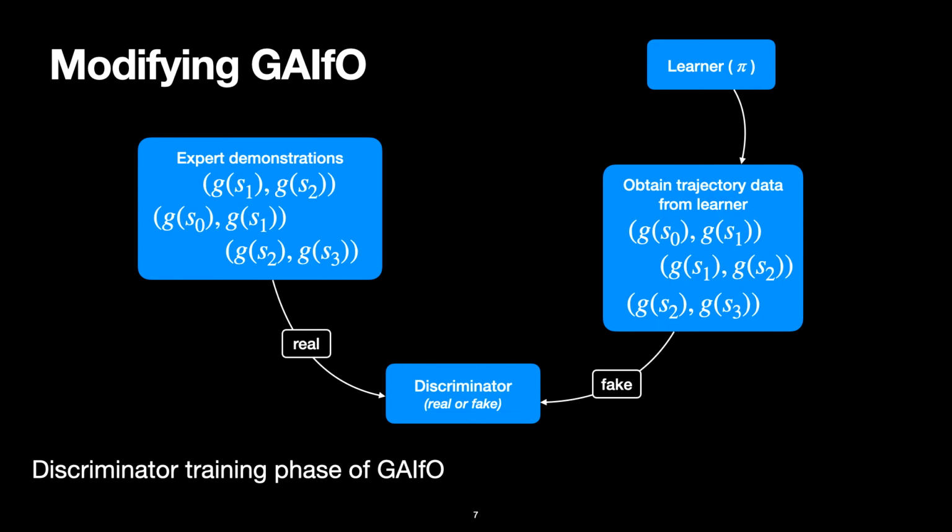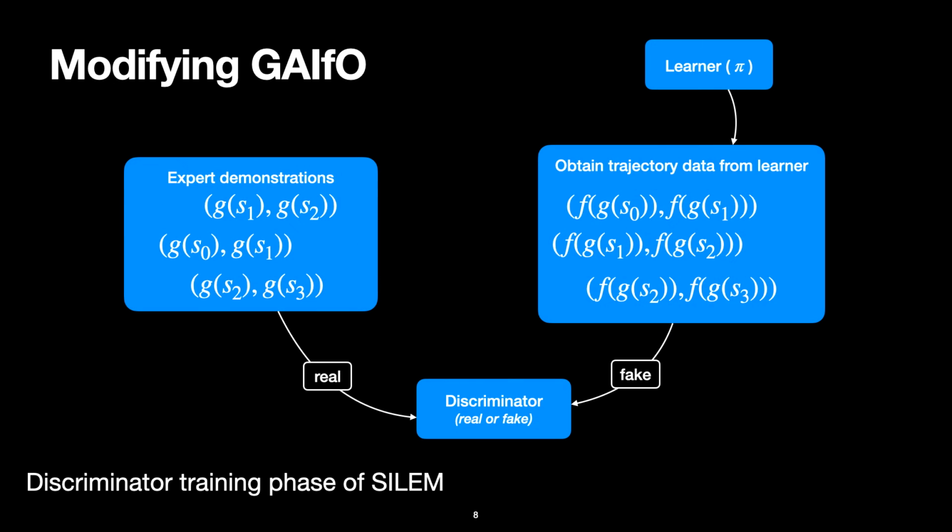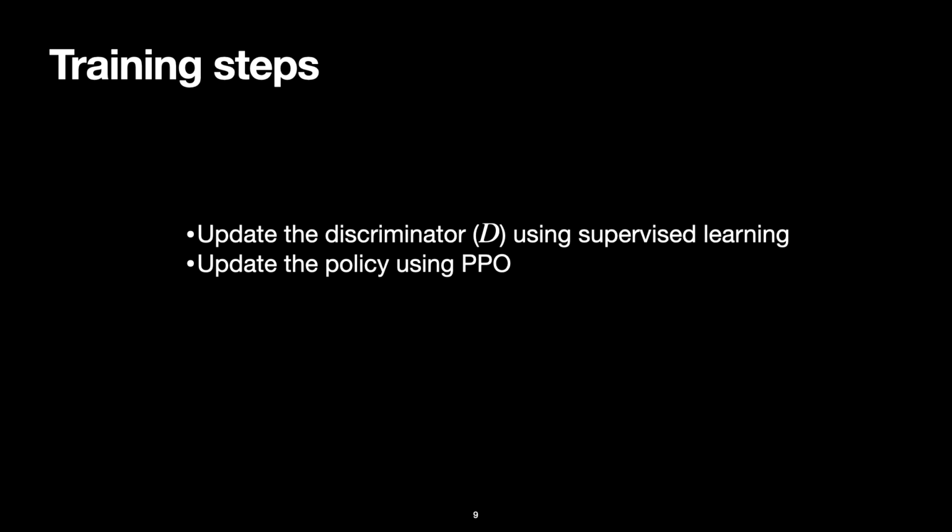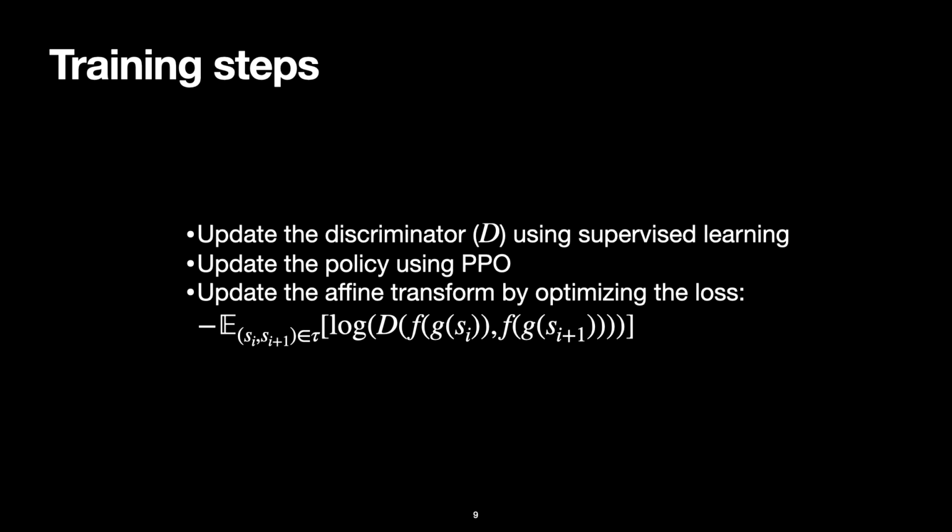After defining the skeletal features for both the expert and learner, we pass the skeletal features from the learner through an affine transform F before it reaches the discriminator. We then train F like it was a conditional GAN. More specifically, we apply these training steps in Xylem. We first update the discriminator D using supervised learning, then we update the policy using PPO where the reward comes from the discriminator D. Finally, we update the affine transform F by optimizing this loss function.